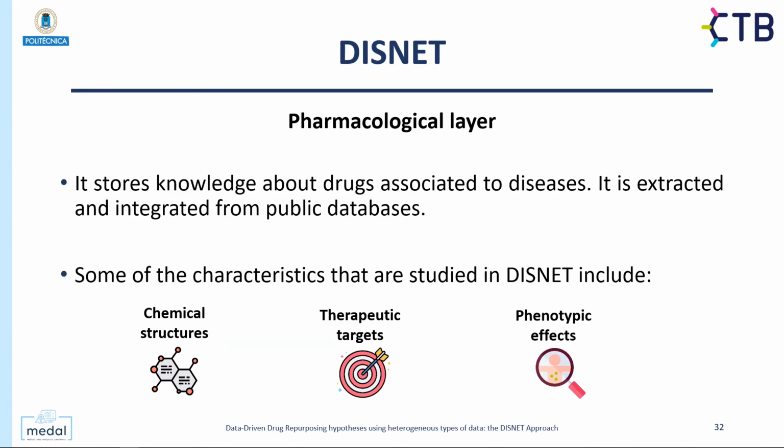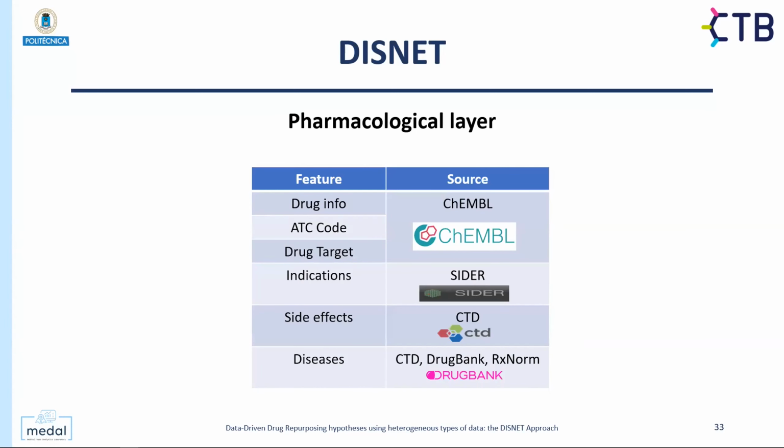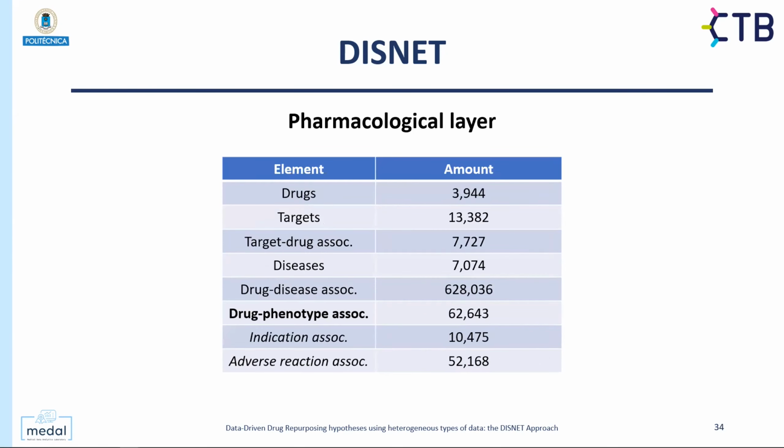And in the pharmacological, in the drug layer, we have chemical structures, therapeutic targets, as well as phenotypic effects. We have these sources: ChEMBL, CIDR, CTD, DrugBank, SNOMED as the main ones. And again, we have, for example, more than 60,000 drug-phenotype associations. I mentioned at the beginning that there are only 1,100 or 500 treatments. Yes, because we have this type of treatment, but we have many more associations because there are many drugs that can be used for many diseases because they are general.